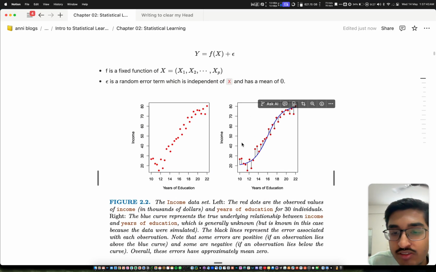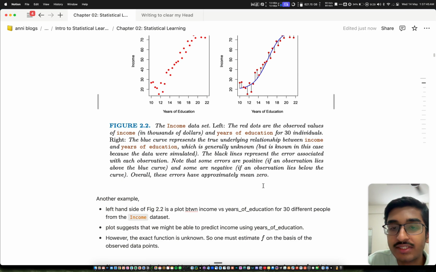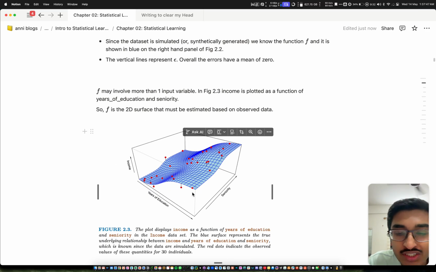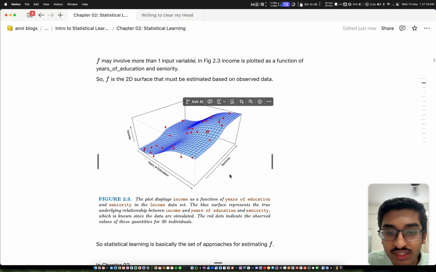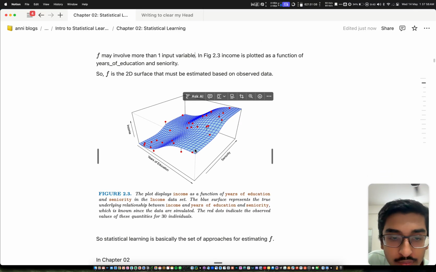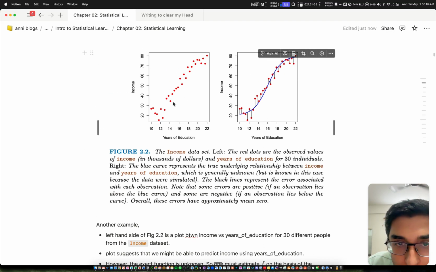So a function may involve more than one input variable, right? In this case, we just had one variable, which is years of education. Now let's look at a plot with 2 variables that's informing the income of a human being, which is the years of education and the seniority. So there's nothing to be afraid of. It's a 3-dimensional plot. If you project all these points on this plane, it's the same plot as this.